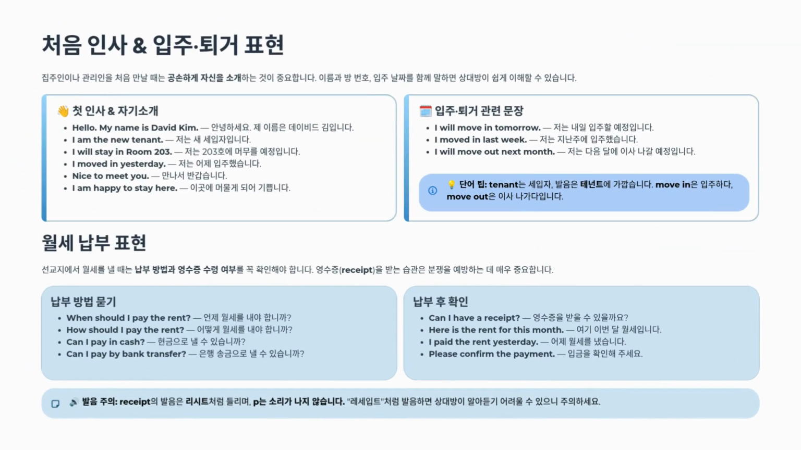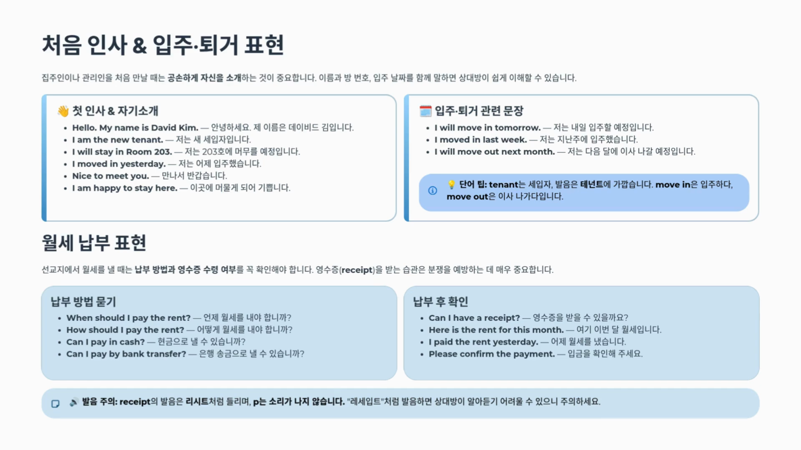When you first meet the landlord or manager, say, hello. My name is David Kim. I am the new tenant. I will stay in room 203. Nice to meet you. Use, I moved in yesterday, for a completed move. I will move in tomorrow, for a future move. And I will move out next month, for a future departure.